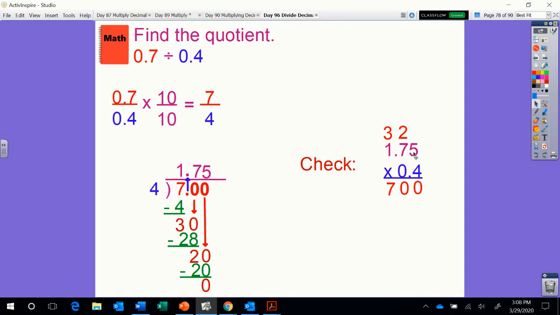So we have 1, 2, 3 numbers after the decimal. So we need to put the decimal 3 spaces back. We move them 3 out to the right and then 3 back to the left. And this 7 tenths is what we started with.